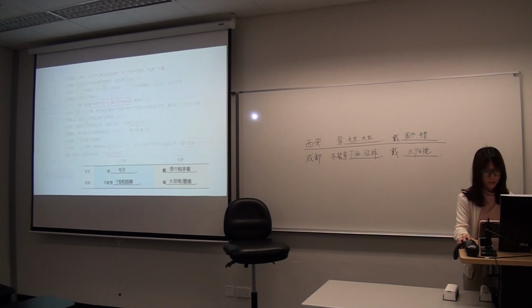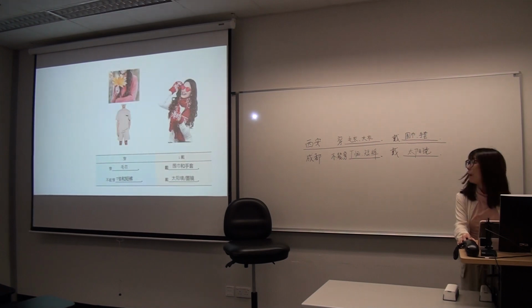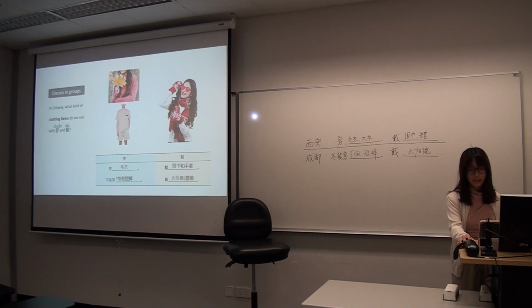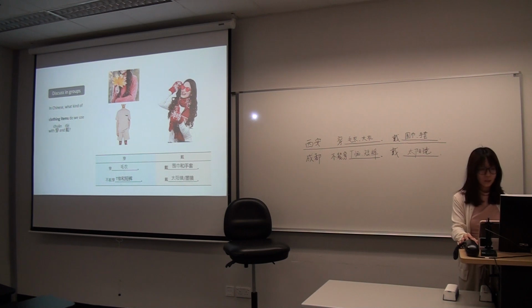Okay, as we've talked about, we use 穿 with 毛衣、T恤、短裤. We use 戴 with 围巾、手套、太阳镜、墨镜. Now, we all know that 穿戴 both mean wearing. Now please discuss in groups what kind of clothing items we use with 穿. What are the categories of 毛衣、T恤、短裤? And what are the categories of 围巾、手套、太阳镜、墨镜? Please discuss in groups.